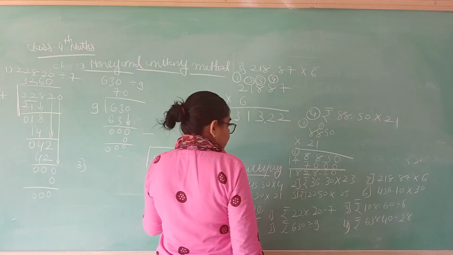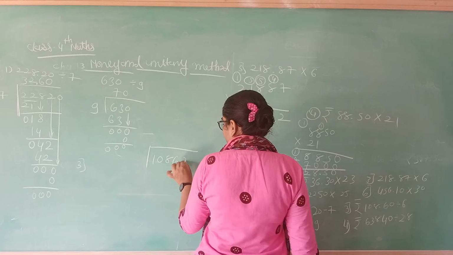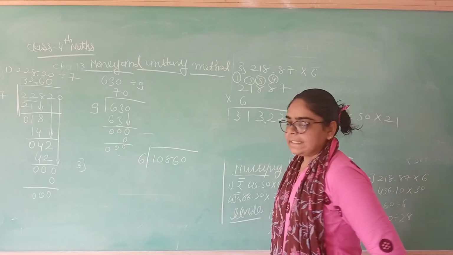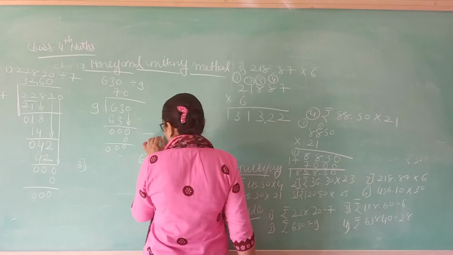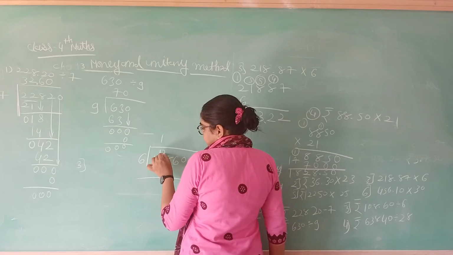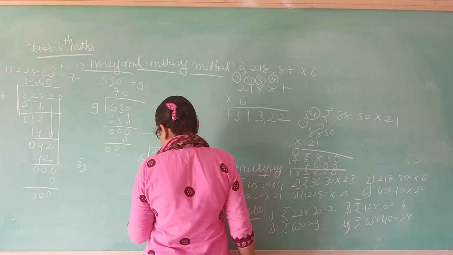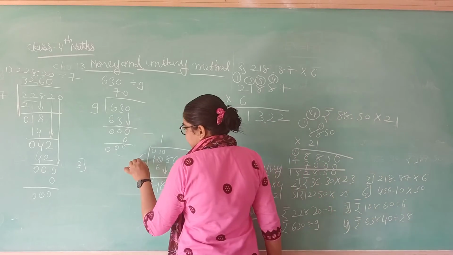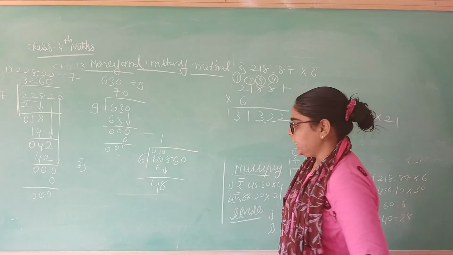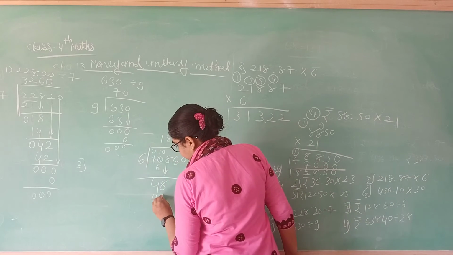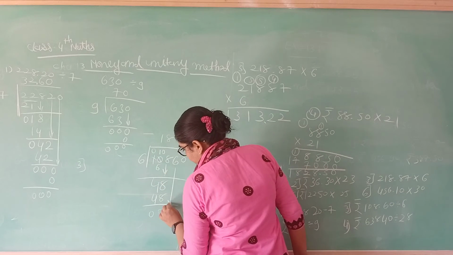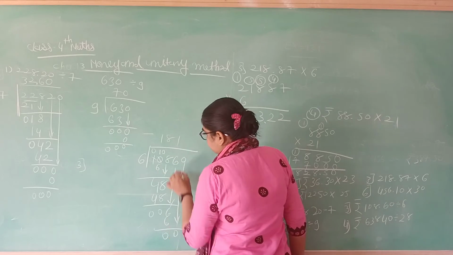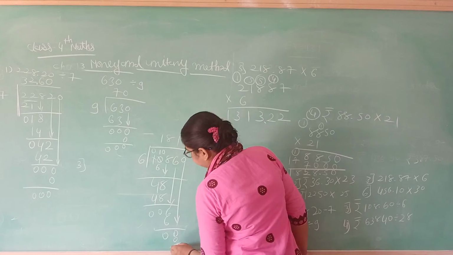is 108.60. So remove the decimal point, divide by 6. Say the 6 table till we get 10, but not possible. So 6 1s are 6. 10 minus 6 is 4, here 0. Then bring down here 8. Then say the 6 table till we get 48. 6 8s are 48. 0, 0. Bring down 6. Then 6 1s are 6. 0. Then bring down 0. Add 1 zero. 0 and 0.